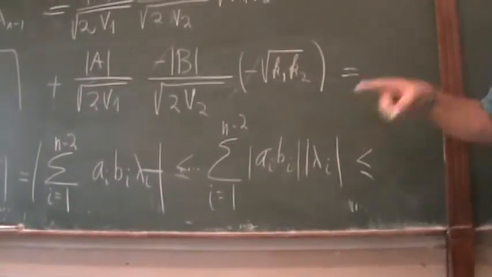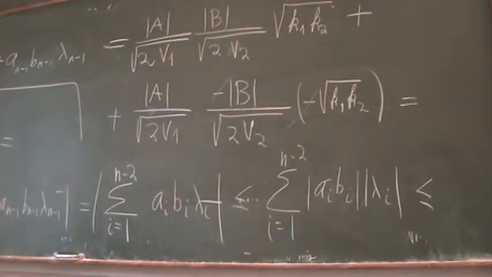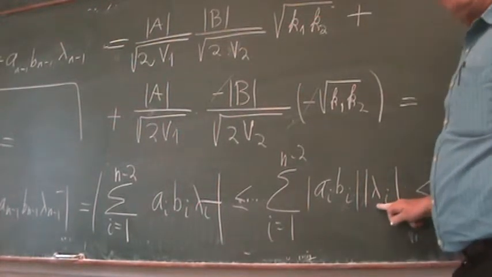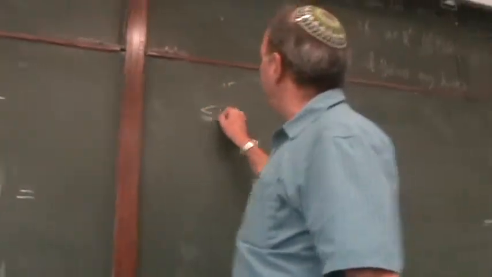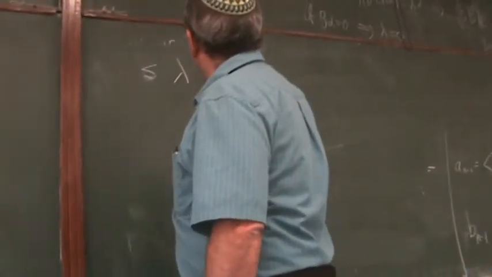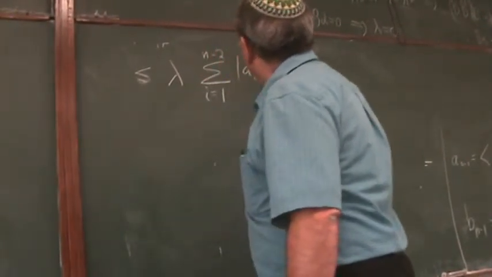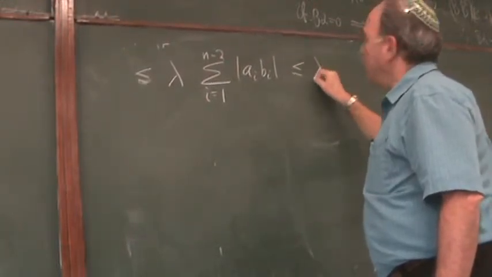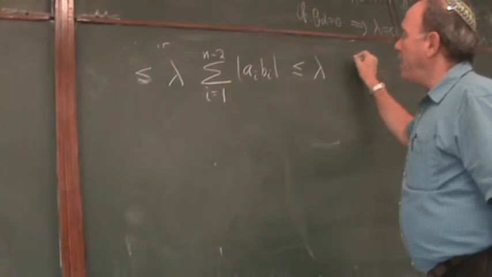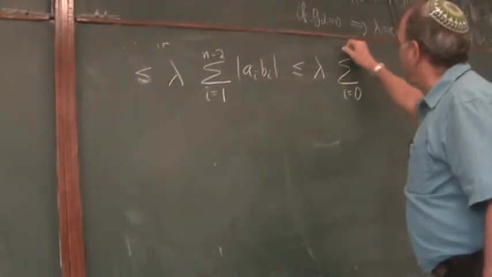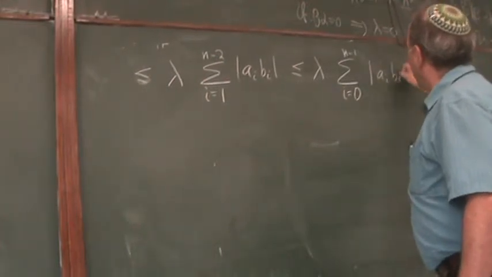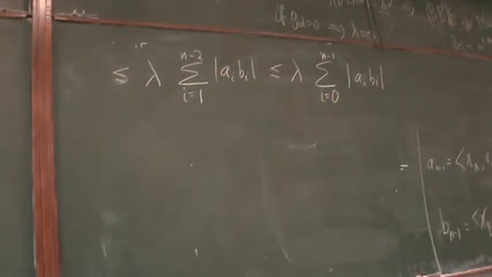Right? Because lambda was the second largest eigenvalue, I got out the two largest eigenvalues, square root of k1 k2, and this is a symmetric spectrum. So if lambda was the second largest eigenvalue, all the other eigenvalues in absolute value are less than lambda. So this is at most lambda times the sum, i from 1 up to n minus 2, of the absolute value of A_i B_i. This is at most lambda times the sum, i from 0 up to n minus 1, of the absolute value of A_i B_i. Now I'm putting everything back together because I don't mind. And now Cauchy-Schwarz, right?